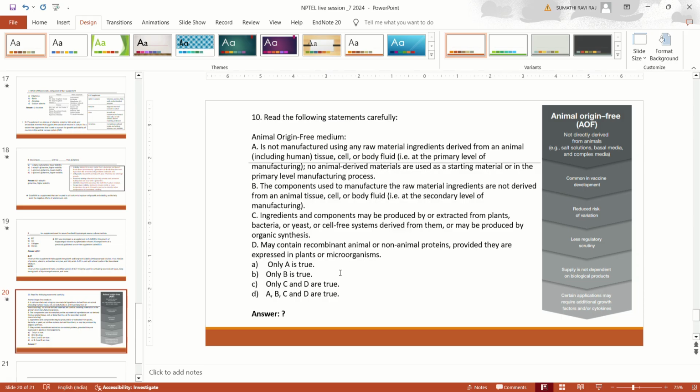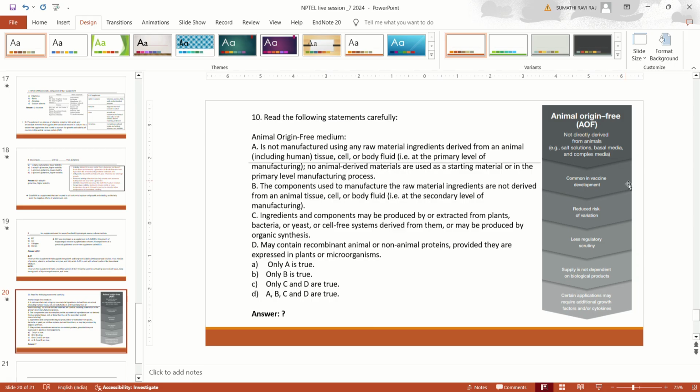So the options are: only A is true, only B is true, only C and D are true, and A, B, C, D all are true. So it's not exactly very problem oriented. It's just that you have to be very sure to know what exactly an animal origin free medium is, to know which of the statements are true. An animal origin free medium, you can see here, is not directly derived from animals. Examples: salt solutions, basal medium, and complex media.